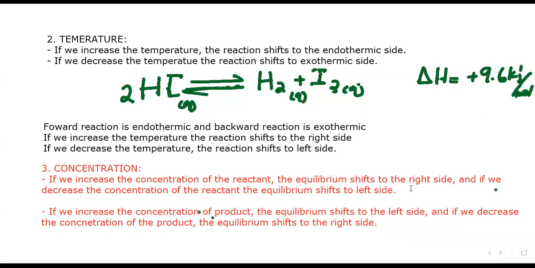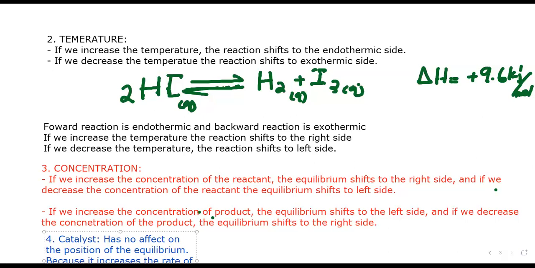Finally, the last thing we are going to discuss is the effect of catalyst. A catalyst has no effect on the position of the equilibrium. Why? Because it increases the rate of forward and backward reaction equally. A catalyst increases the speed of reaction. It most definitely does. That is why we need a catalyst for a lot of things.